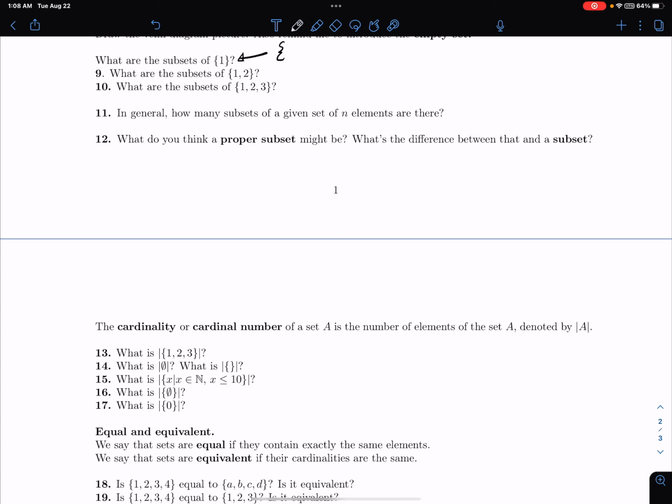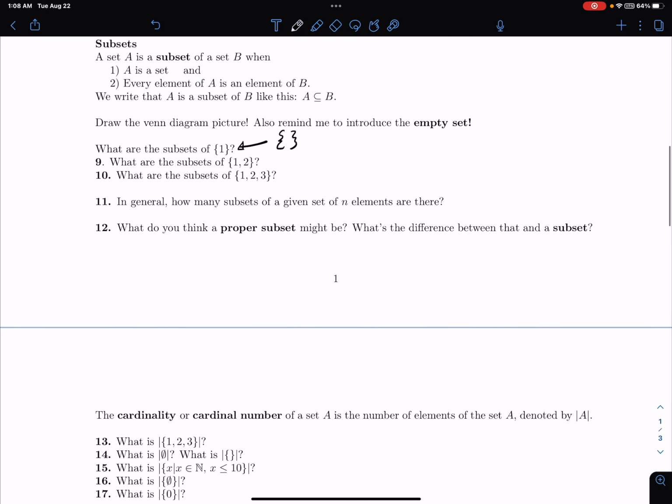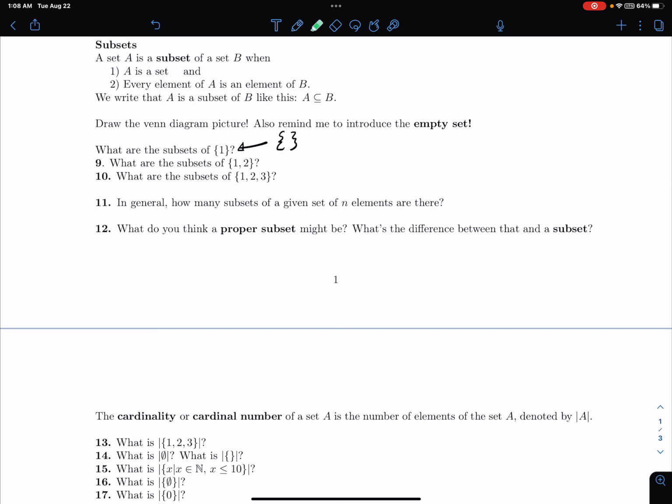You get the empty set. Why is that a subset? Well, because look at our definition of subset. Is it a set? Yes, it's a set. And is everything that's in this set inside of that set with 1 in it? Well, yeah, automatically, because there's nothing in the empty set. So anything that's in there is kind of automatically, vacuously inside of the bigger one. So that brings up another fact. The empty set is actually always a subset of any set. It's always a subset. Okay, so what are the subsets? The empty set, first of all, and then the set itself.